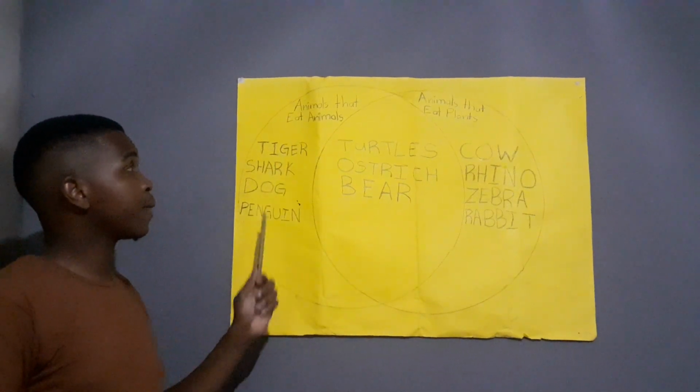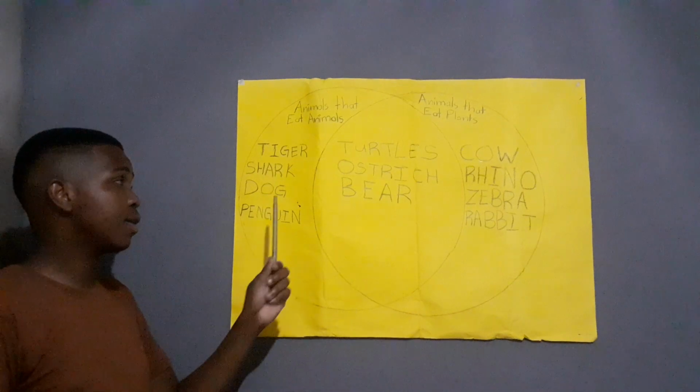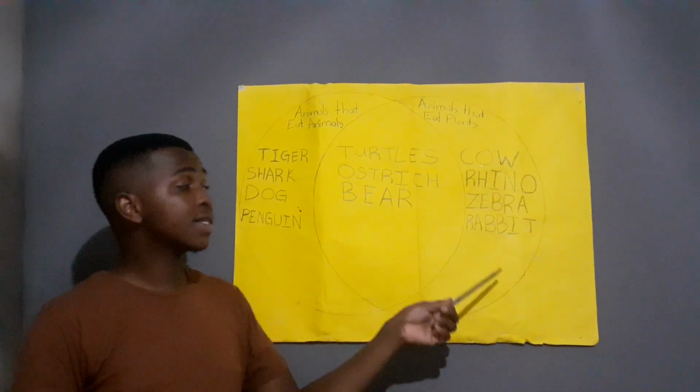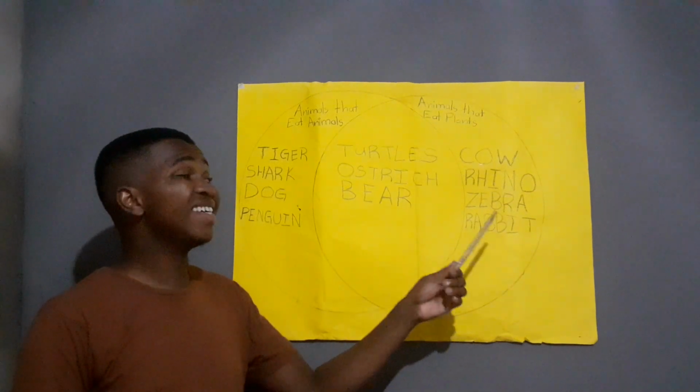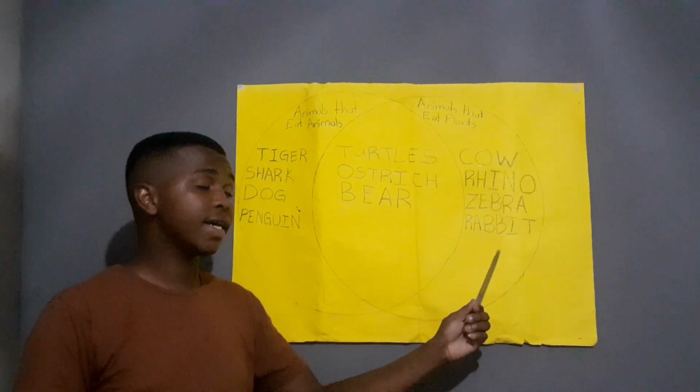On this side, I would list the animals that eat other animals, like the tiger, the shark, the dog, as well as the penguin. And then on this side, I would list the animals that eat plants. That is the cows, rhinos, zebras, and rabbits.